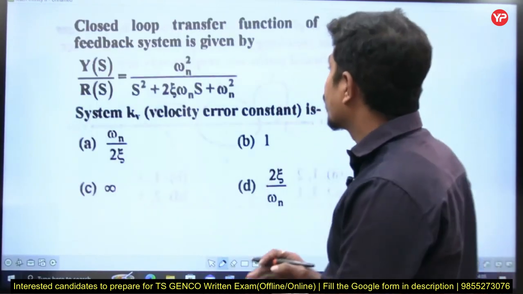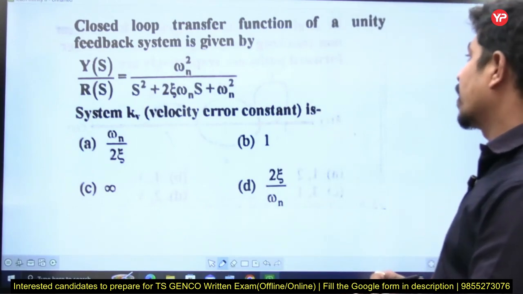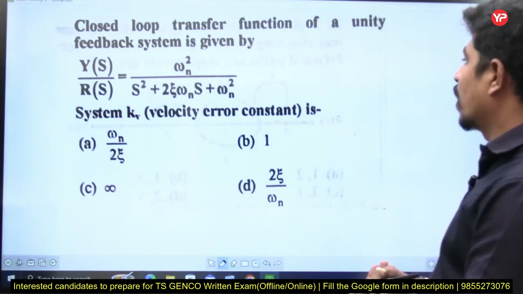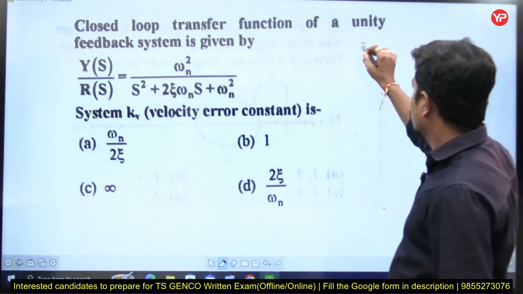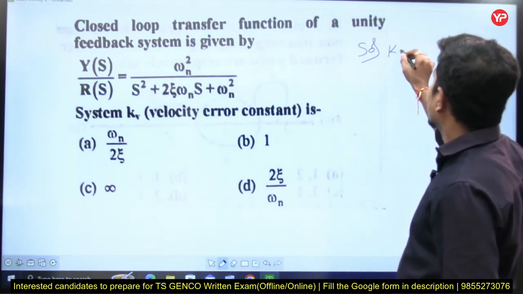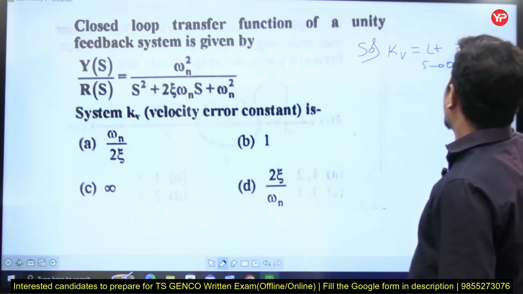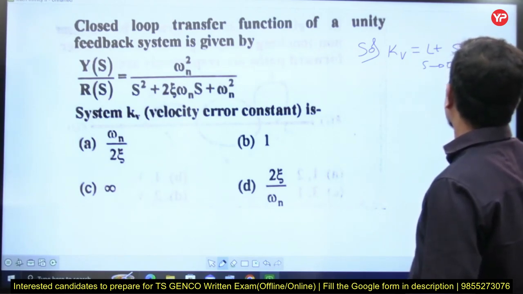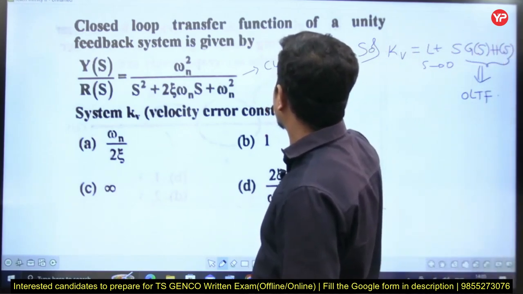The next question is: closed loop transfer function of a unity feedback control system is given by y of s by r of s is equal to omega n square by s square plus 2 zeta omega n s plus omega n square. System Kv, velocity error constant, is... What is Kv? Kv is limit s tends to 0 s into g of s into h of s. What is this g of s into h of s? This is open loop transfer function. But what is given? This is closed loop transfer function he has given.